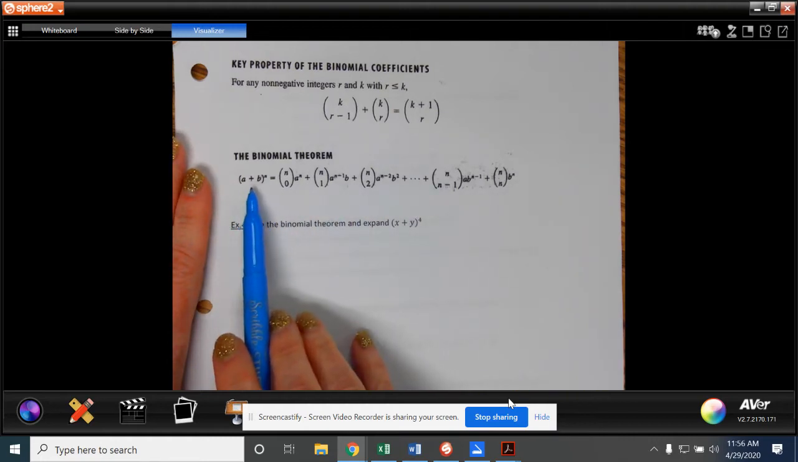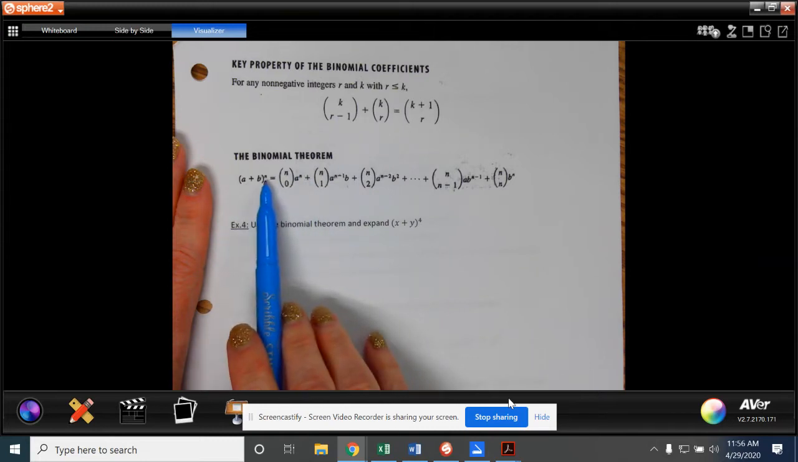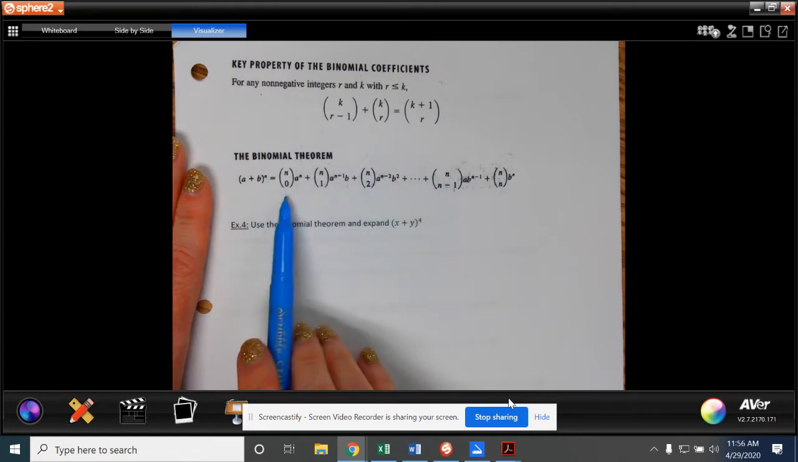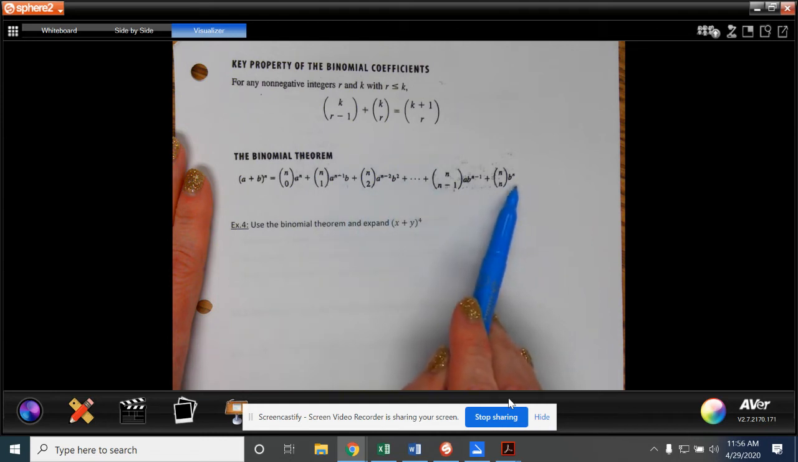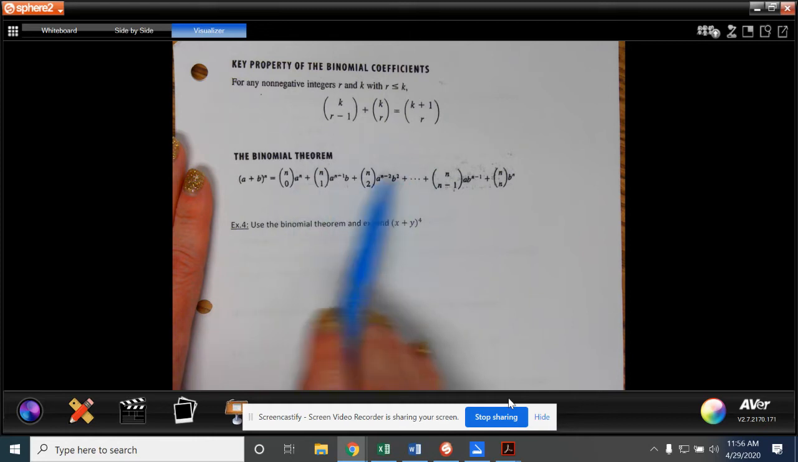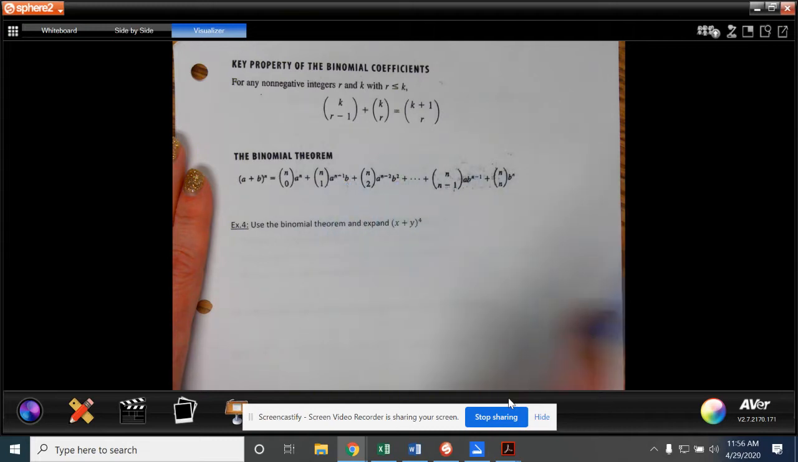Remember the expansion? When we expanded, the first term is to the power of whatever the nth power is, then it goes down by 1 each time until it's gone. It'd be a to the 0 down here. And then the b value goes up. And you notice that there's no b showing at first because b to the 0 is 1. And then it goes 1, 2, and so forth.